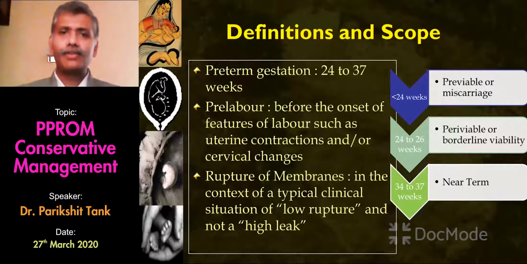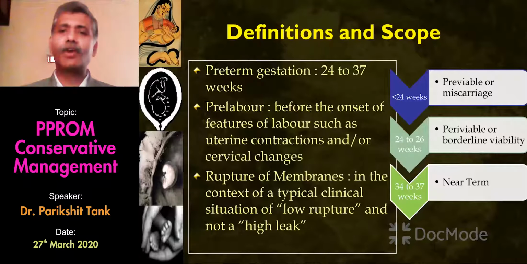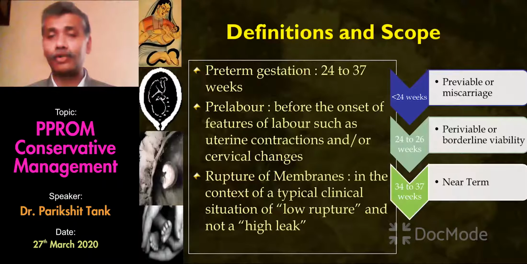In this definition of 24 to 37 weeks, between 24 to 26 completed weeks of pregnancy is what we call the peri-viable or the borderline gestation period. And at the other extreme of this period, 34 to 37 weeks of pregnancy are called the near-term gestations. Now, having said this, let me go into the importance of these two extremes, the less than 24 or 24 to 26 and then the 34 to 37.